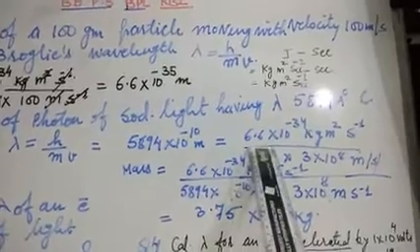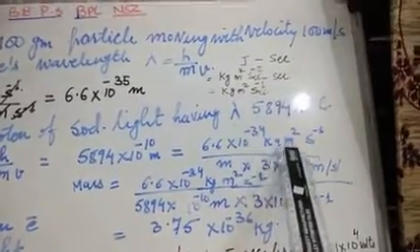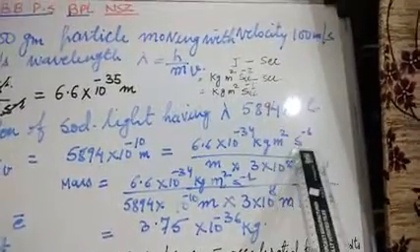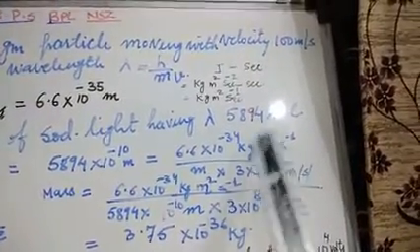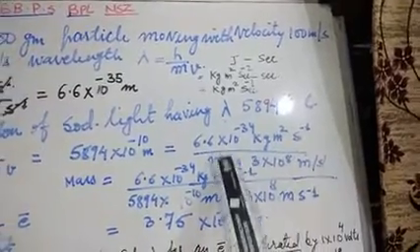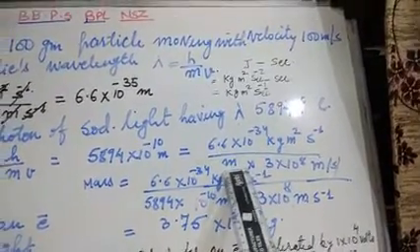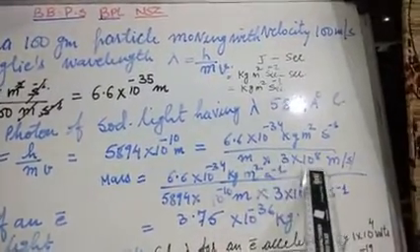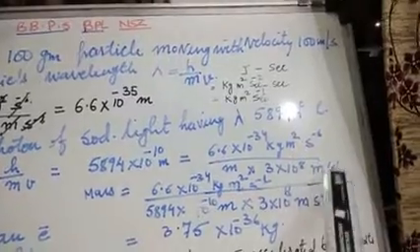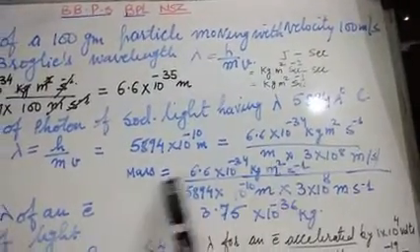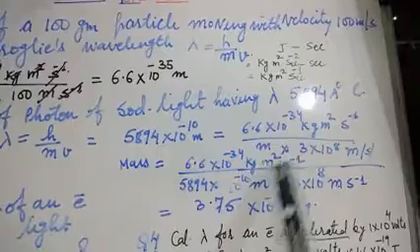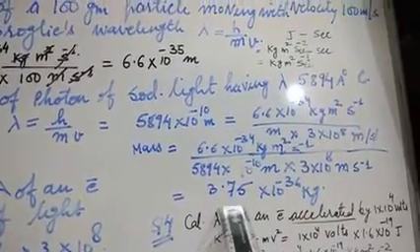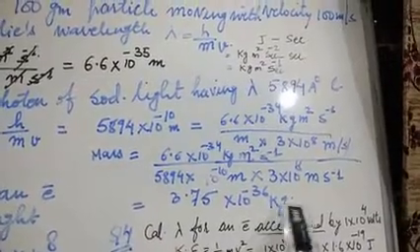This h is 6.6 into 10 to the power minus 34 kg meter square per second. That is joule second. We are converting it into kg meter square per second. Mass we are calculating, students, in the formula. Mass we are calculating here, so m, and velocity is given to you, 3 into 10 to the power 8 meter per second. In this way, mass can be calculated by rearranging the values. Very simple. And finally, you will get the answer, that is 3.75 into 10 to the power minus 36 kg.